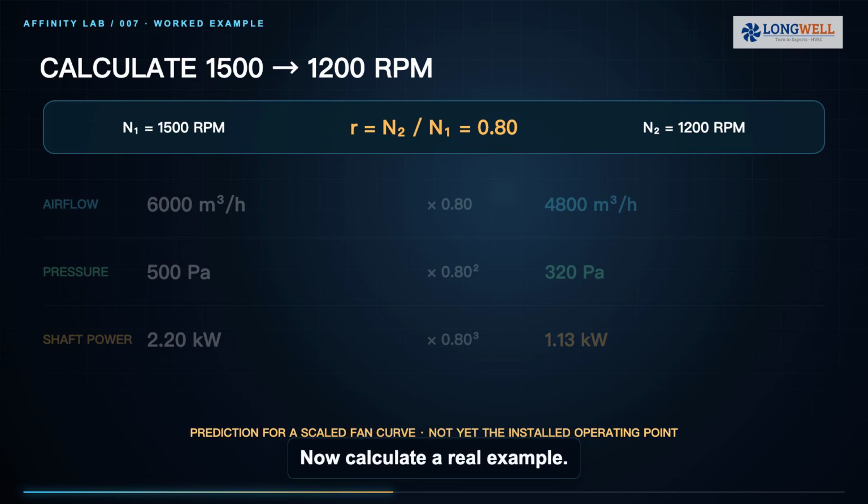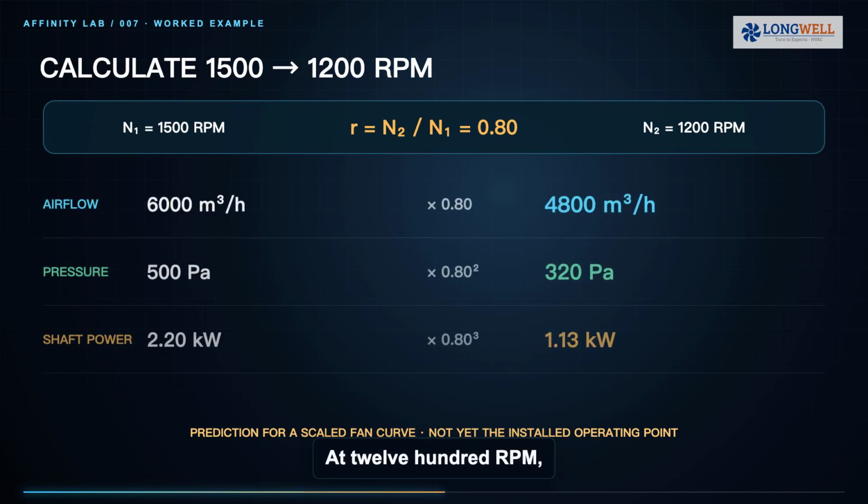Now calculate a real example. At 1500 RPM, suppose the fan delivers 6000 cubic meters per hour at 500 pascals and requires 2.2 kilowatts of shaft power. At 1200 RPM, the speed ratio is 0.8. Predicted airflow is 4800 cubic meters per hour. Predicted pressure is 320 pascals. Predicted shaft power is about 1.13 kilowatts.